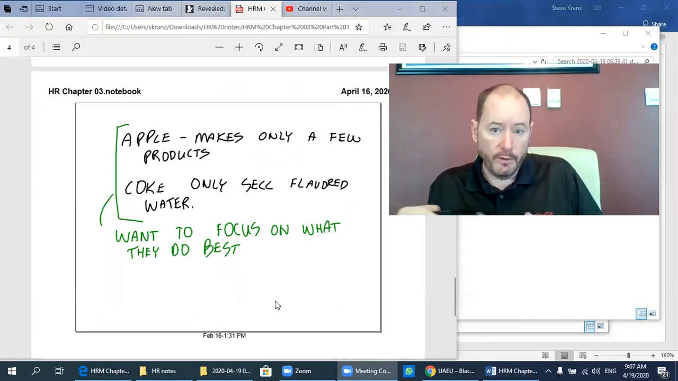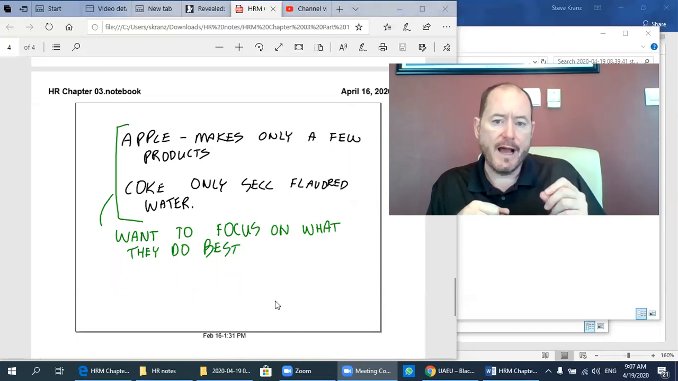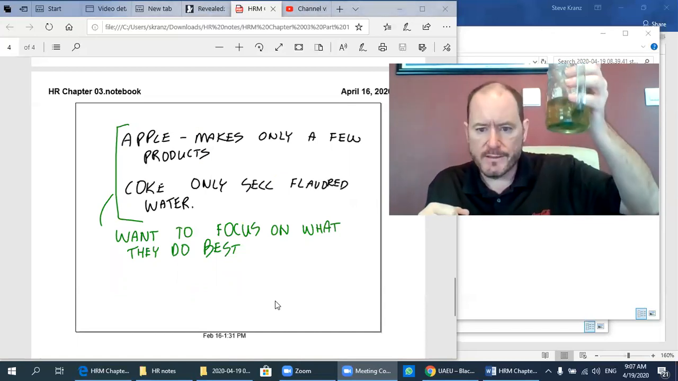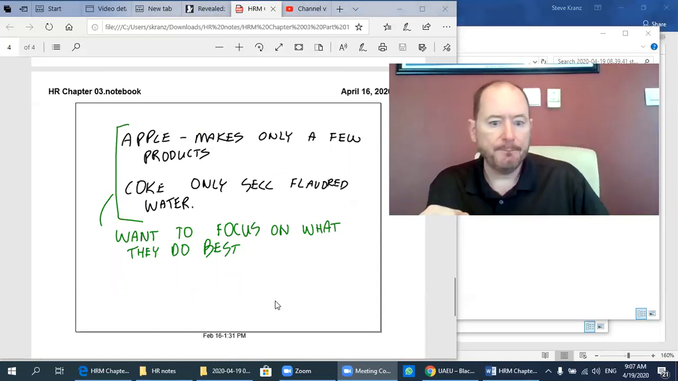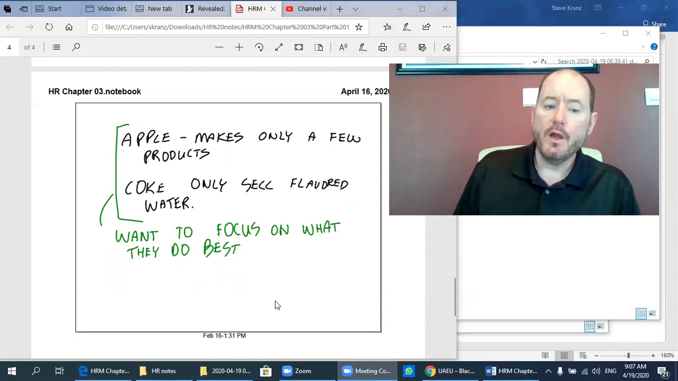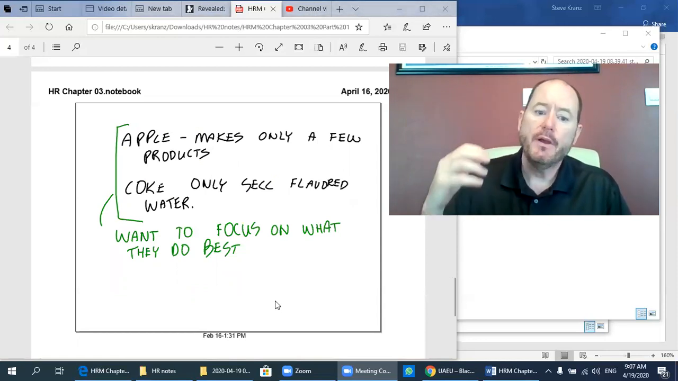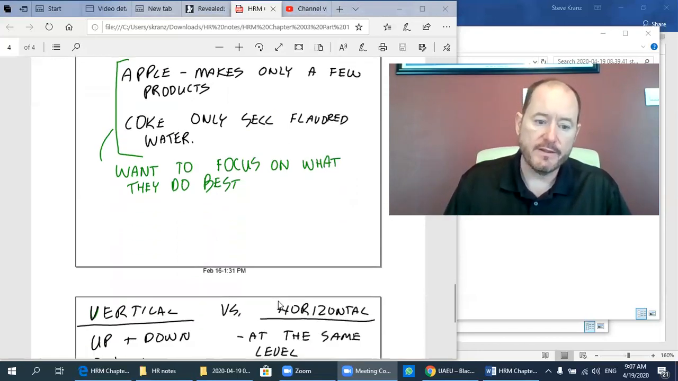Coca-Cola only sells liquid, to my knowledge. I don't think there's anything Coca-Cola is involved in that is not selling liquid of some sort, okay? Although this isn't Coke, this is tea, but at least it's in my Coke glass, okay? So what Apple and Coke would say is that their strategy is trying to keep people wanting to be focused on what they do best.